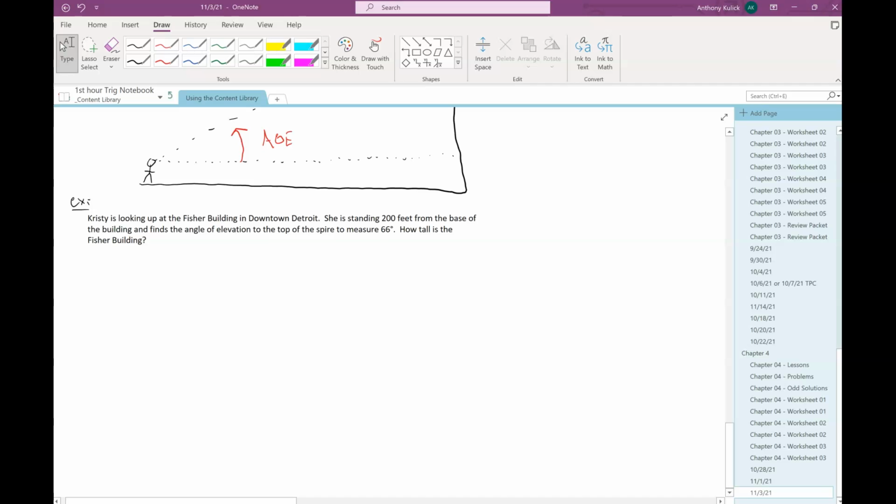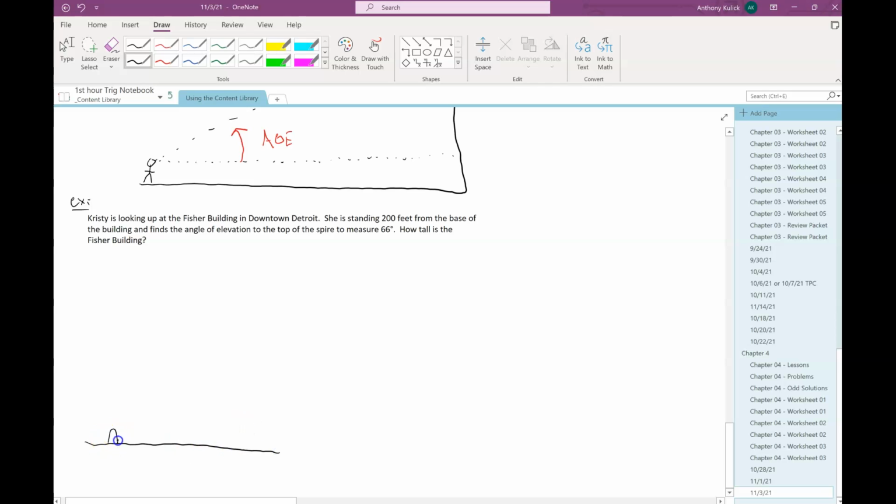So it says, Christy is looking up at the Fisher Building in downtown Detroit. She's standing 200 feet from the base of the building and finds the angle of elevation to the top of the spire to measure 66 degrees. How tall is the building?